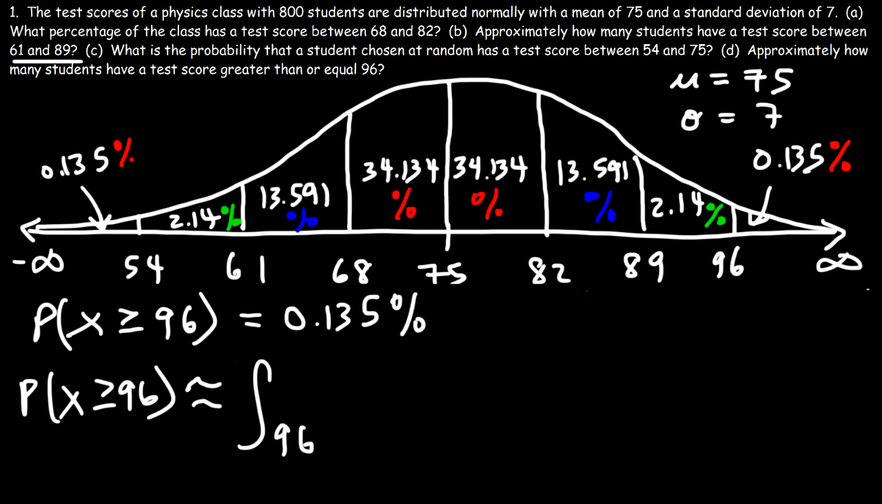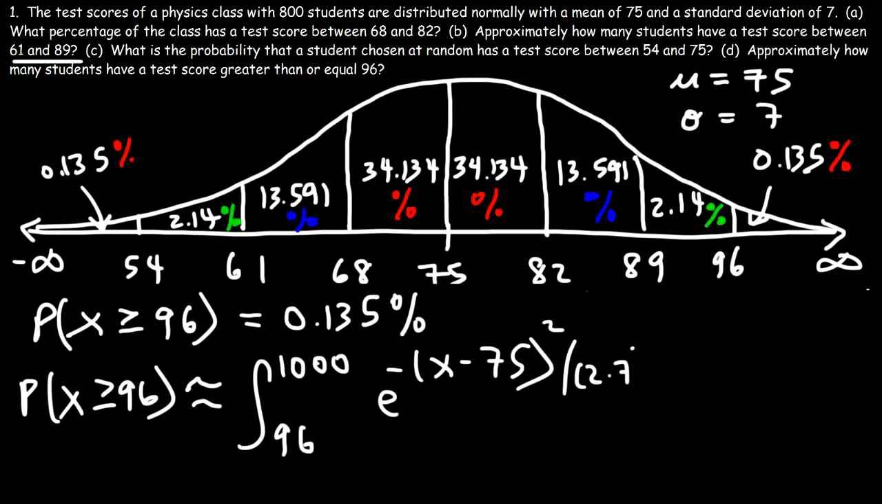So 100 wasn't good enough. So let's pick a much bigger number, like 1,000. Now, the answer won't be exact, but it's going to be a very, very good approximation. So if you go ahead and plug this in, you should get an answer that's very, very close to this answer.